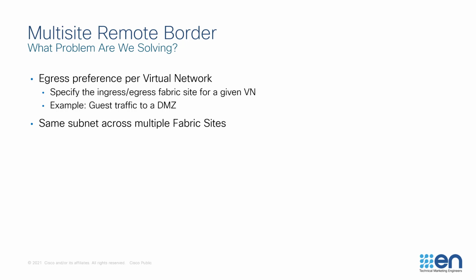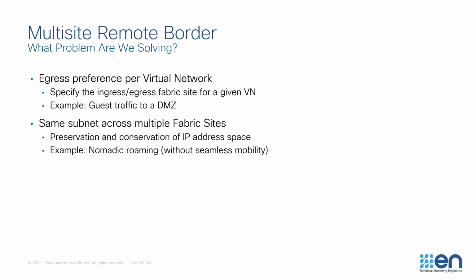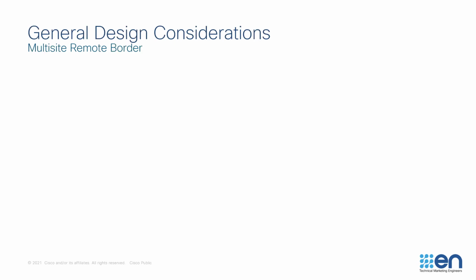It also allows the same subnet to exist across multiple fabric sites. Before this feature, the same virtual network could exist in multiple fabric sites. We've had that for quite some time, but the associated subnets were different in each fabric site. By preserving the subnet across multiple sites, this provides a scale-out strategy for the conservation of address space. This can be very useful for large venues or outdoor spaces where connectivity is needed, though seamless mobility is not, which provides a nomadic roaming experience.